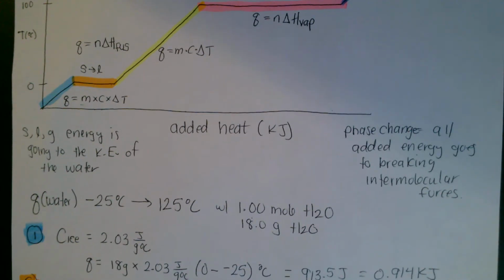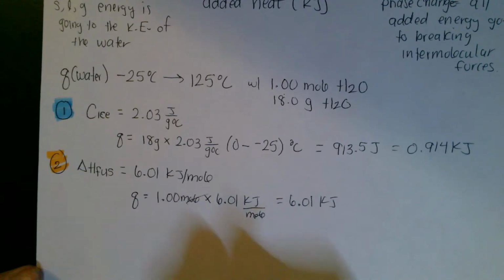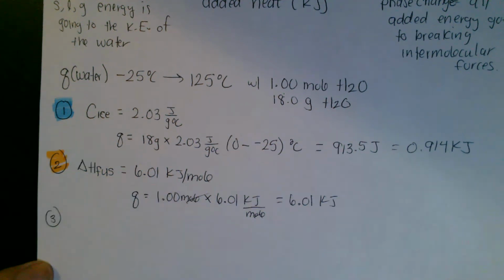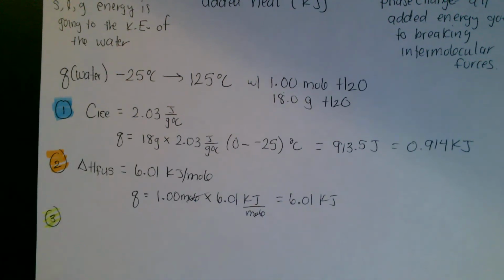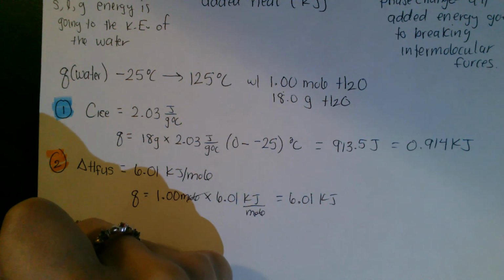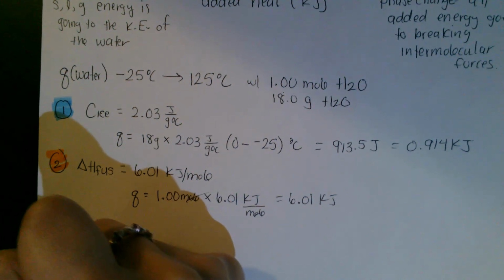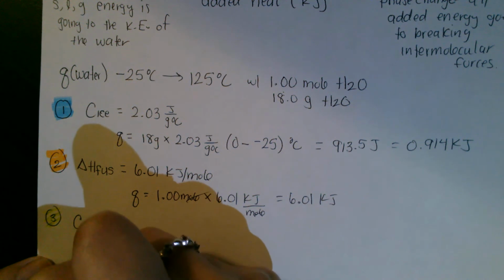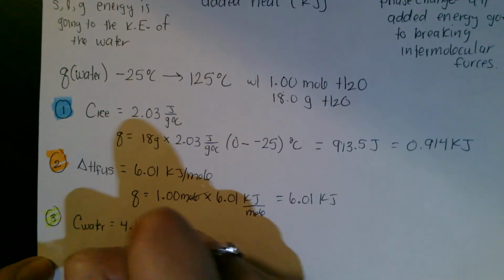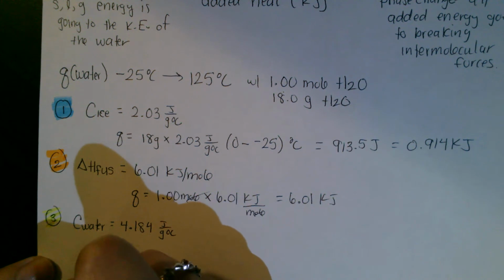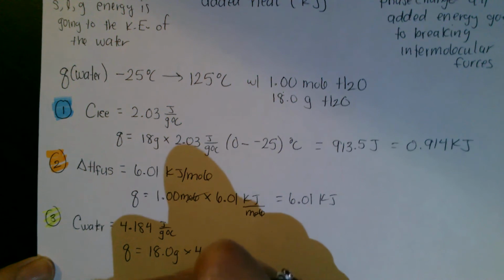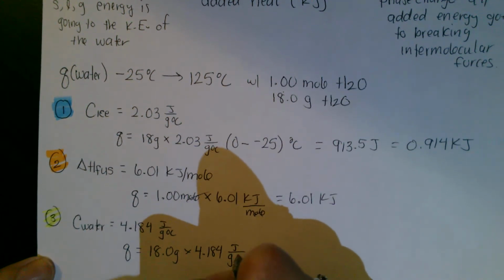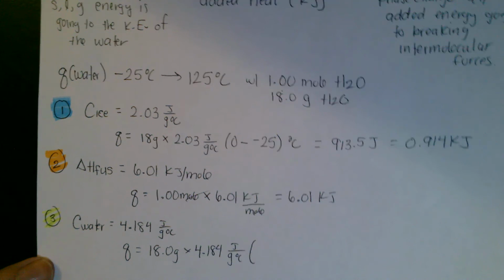3 is our standard Q equals MC delta T, but now for liquid water. That one was yellow. So for this one, C water is the standard 4.184 joules per gram degree Celsius. Q equals M, which was our 18, times 4.184 joules per gram degree Celsius, multiplied by our delta T.